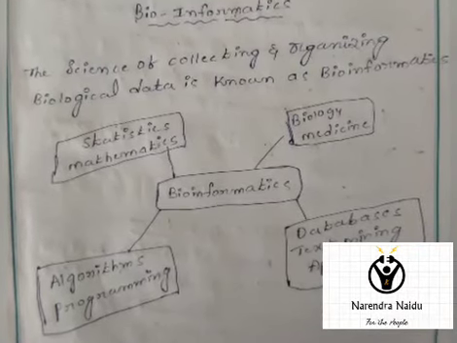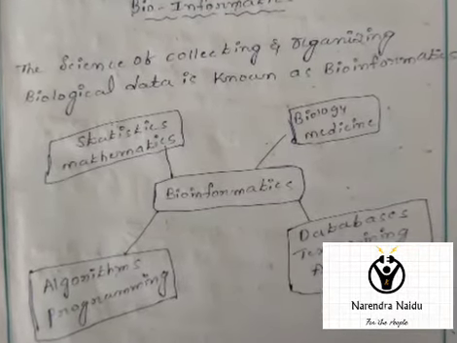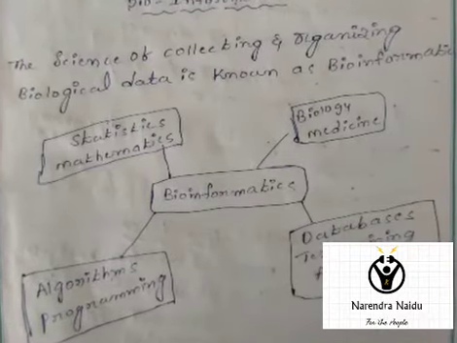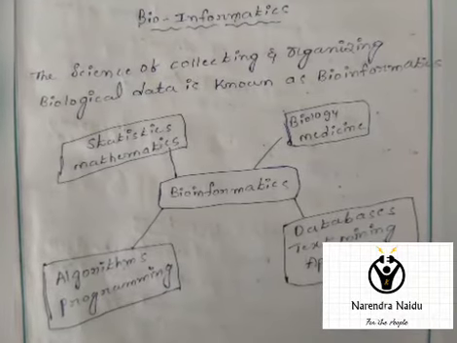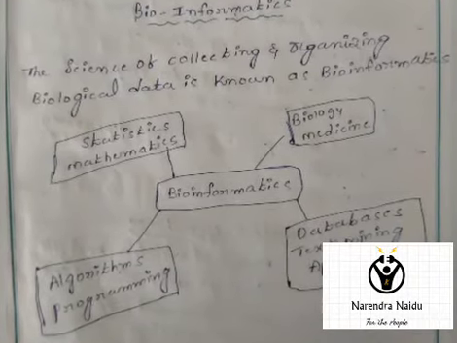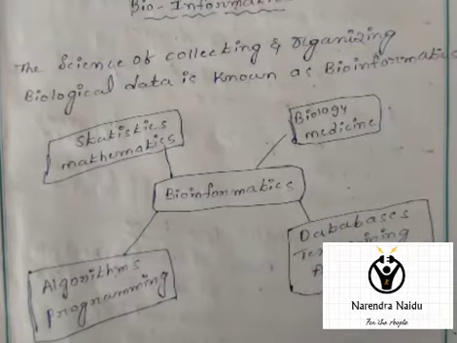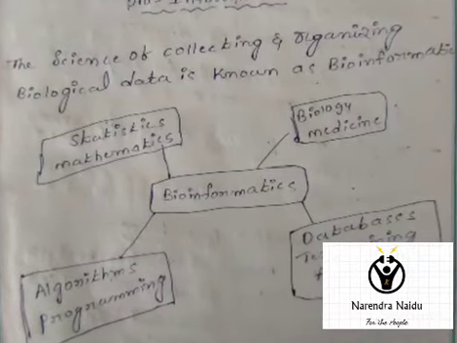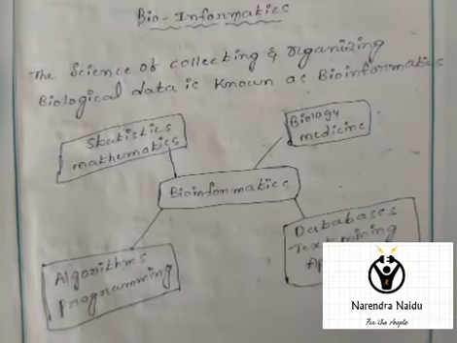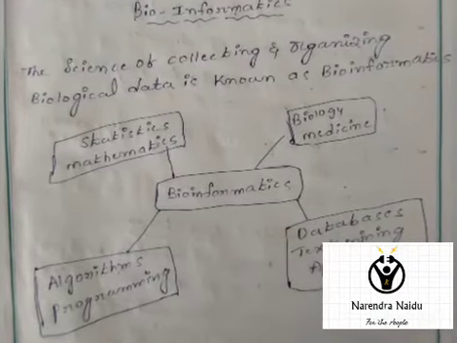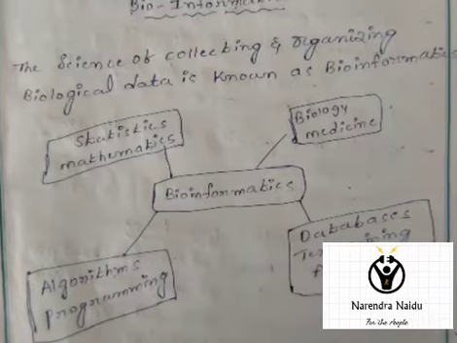Bioinformatics is nothing but the science of collecting and organizing biological data. It uses different sciences for collecting and organizing the data, like biology and medicine, database and text mining, algorithms and programming, and also statistics and mathematics.